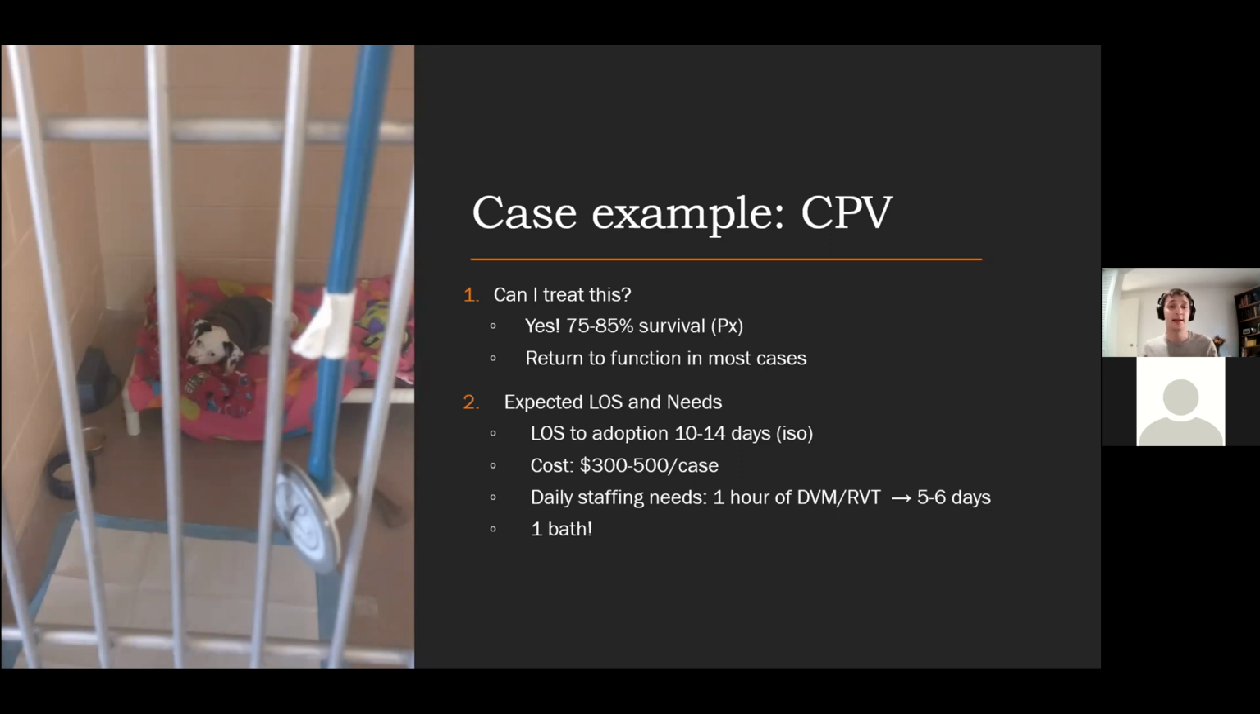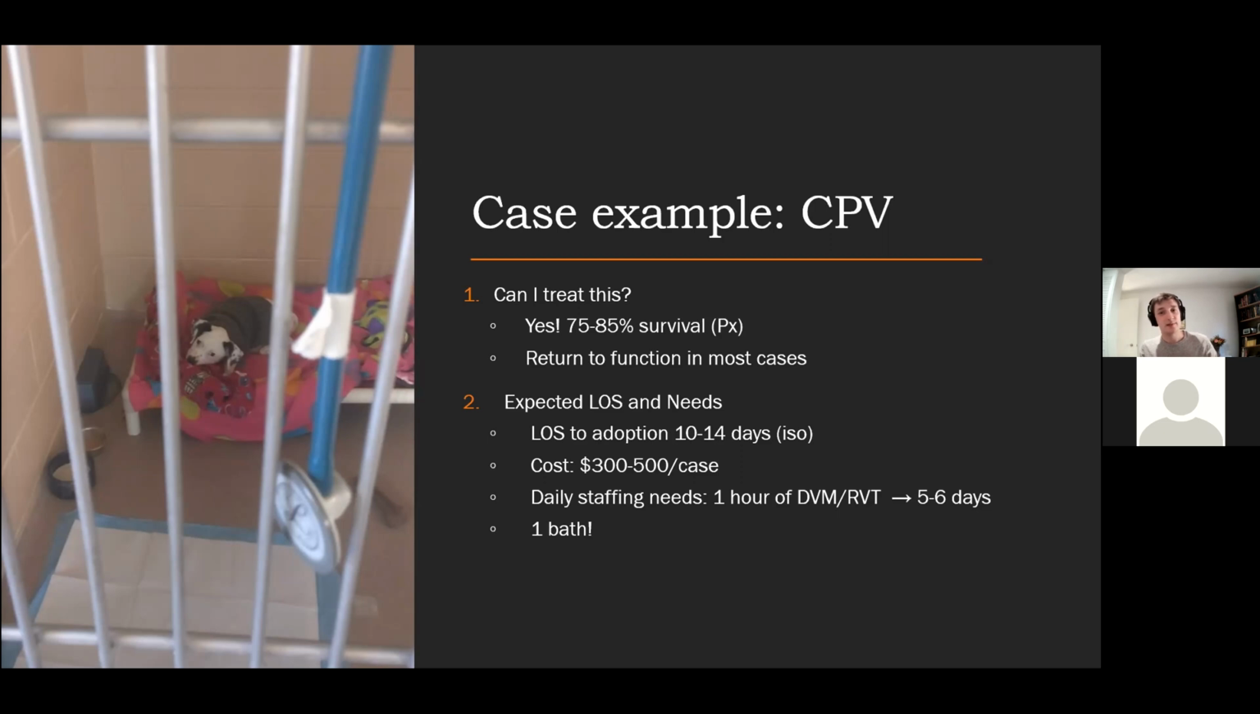So first question I asked, can I treat this? Absolutely, yes. I have a pretty good prognosis of 75 to 85%. That has been more or less my success rate, usually more in practice. And return to function, this dog will likely come back to normal in most cases. One thing to note, dogs that recover from parvovirus have been reported to be at higher risk of some long-term GI issues in one paper, so that is something I like to discuss with adopters, but otherwise, I'm not expecting many possible long-term consequences with this dog. What is the expected length of stay and the needs of this dog? Well, I know it's probably going to take 10 to 14 days before I can place them for adoption, and I'll need isolation during that time.